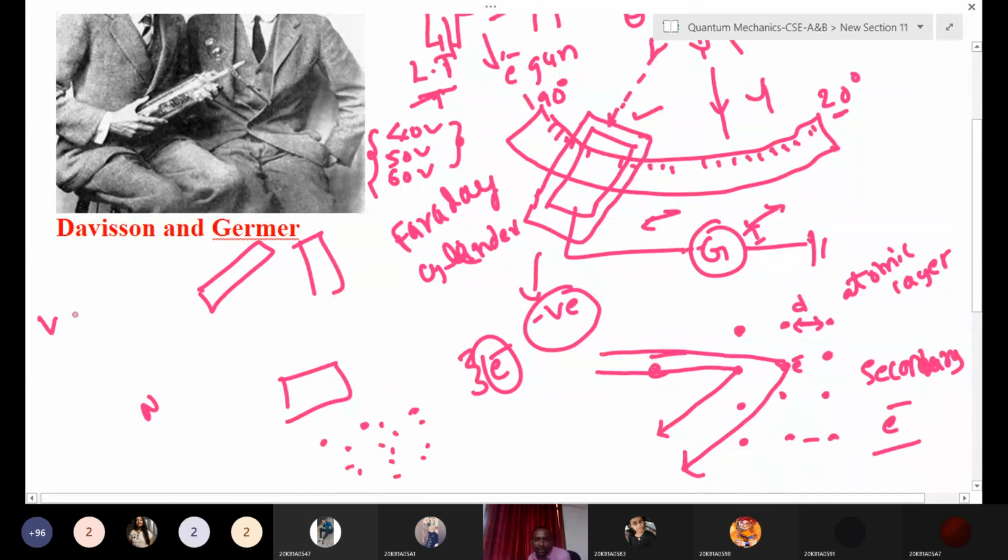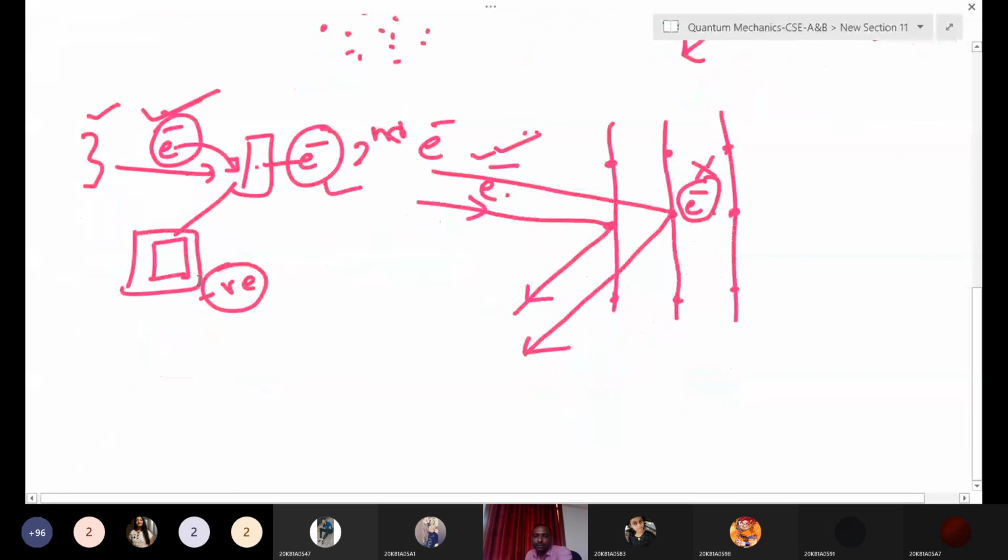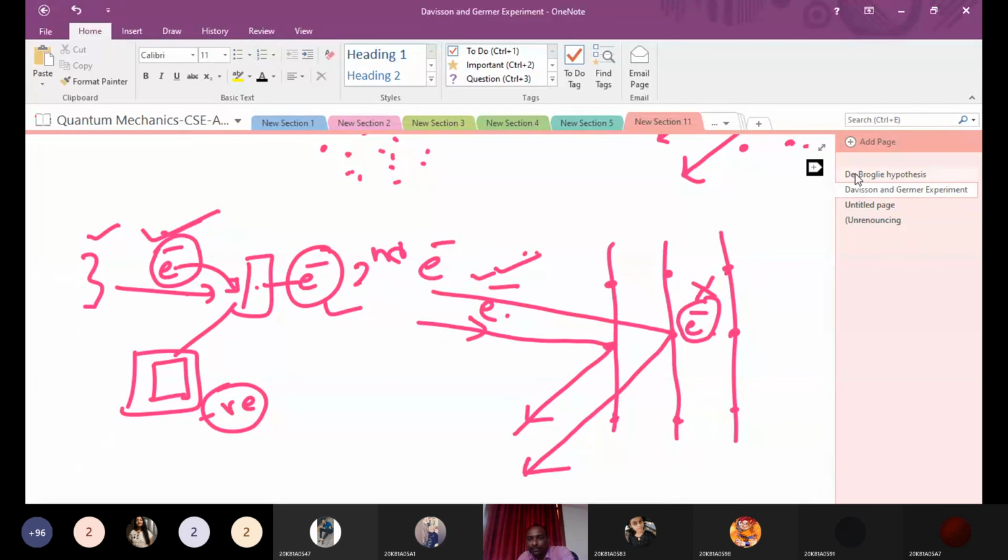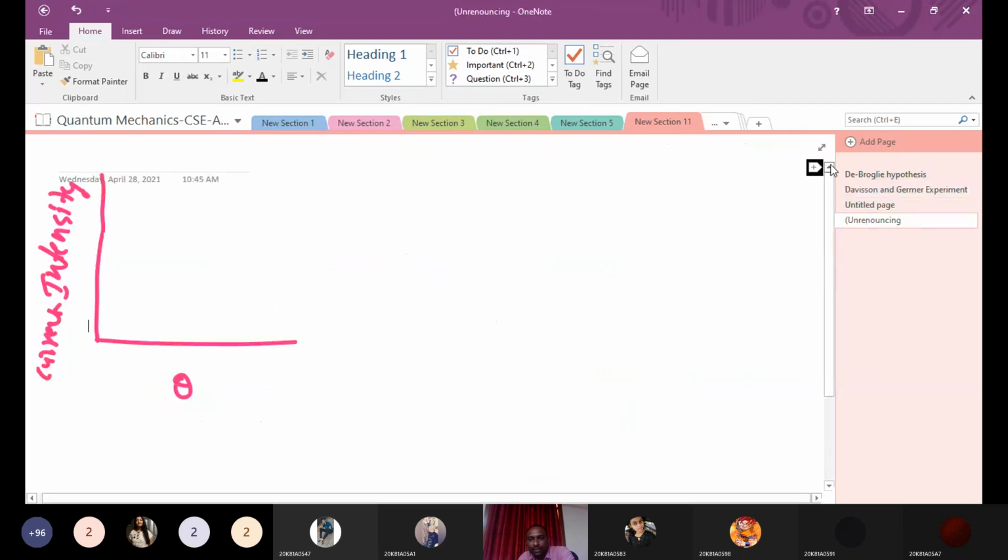So as we increase the voltage, more electrons are ejected, so we get more current at the Faraday cylinder, at the galvanometer. Is this clear, everyone? Now we will plot the graphs, and we will understand what is happening.